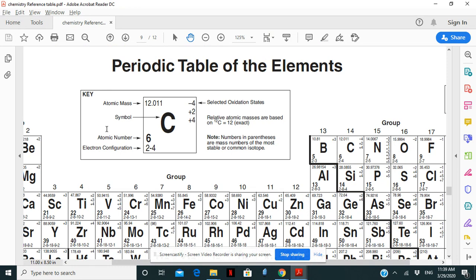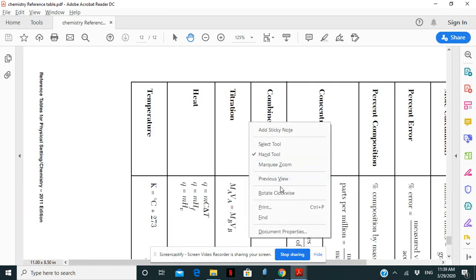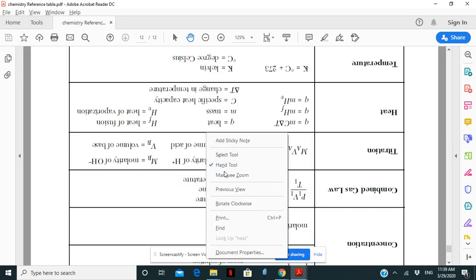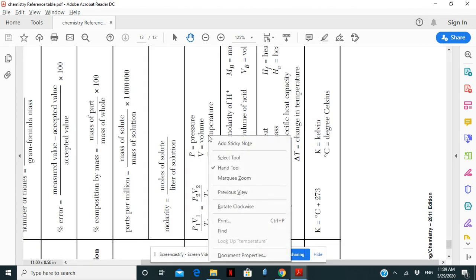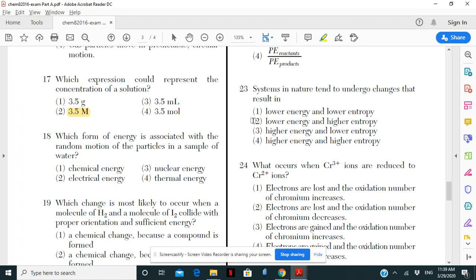And if you're looking back at your reference sheet, you're going to find the molarity. Here is the molarity, moles per liter of solution, so that's concentration.